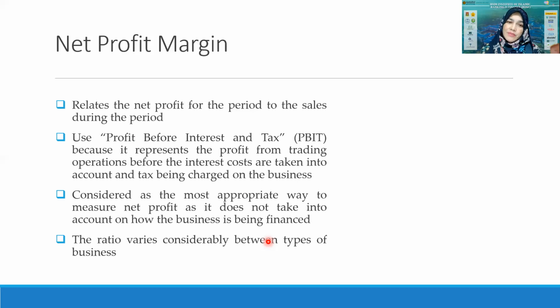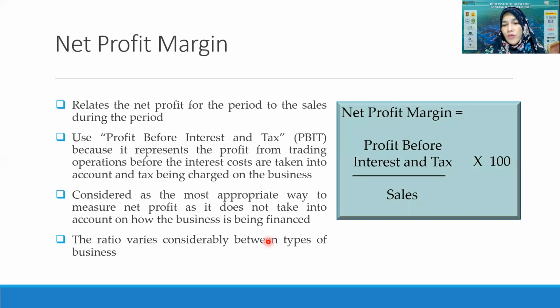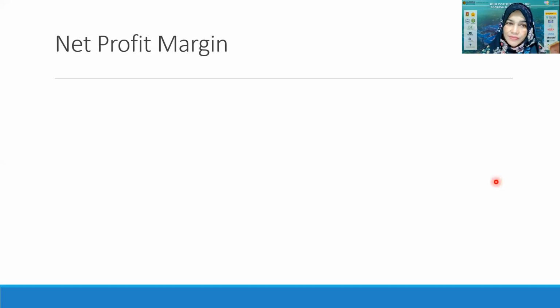construction company, for example, they usually can mark up the price of their project. Sometimes their margin is very high, much higher in construction compared to consumer goods. So this is the formula: profit before interest and tax divided by sales, and then multiplied by 100. Multiplying by 100 is just to get the percentage.